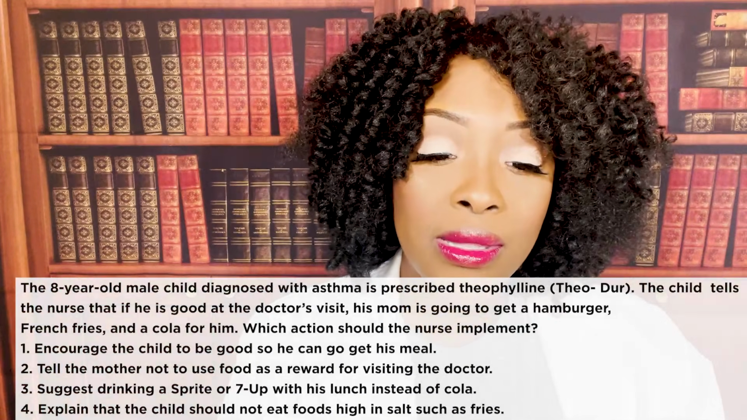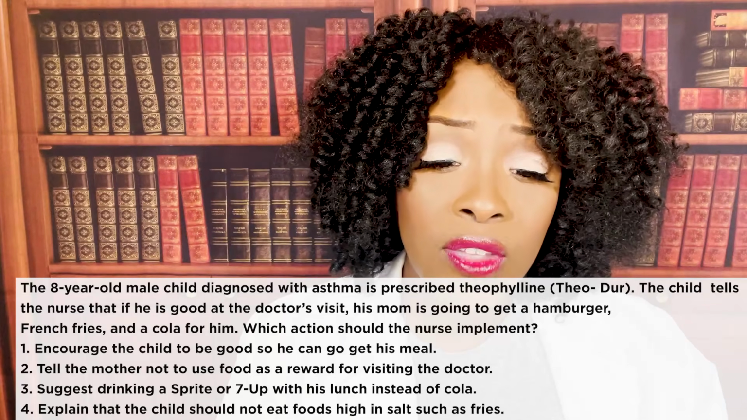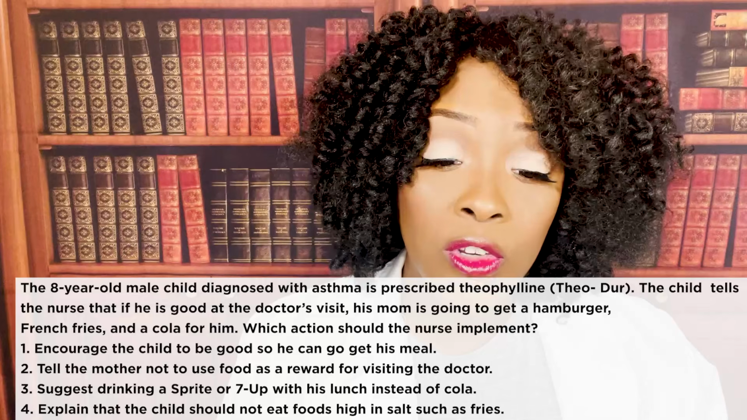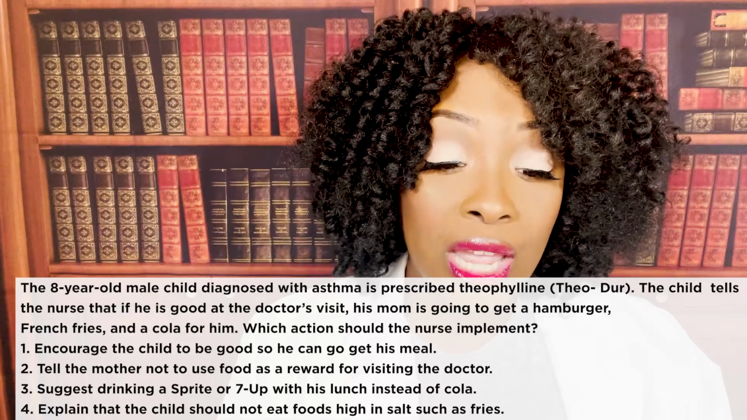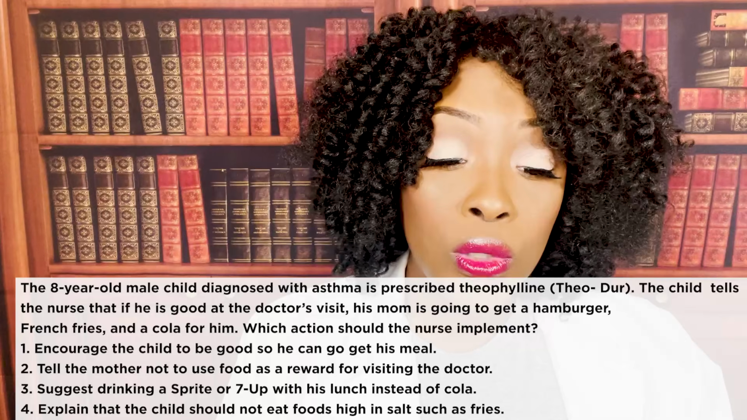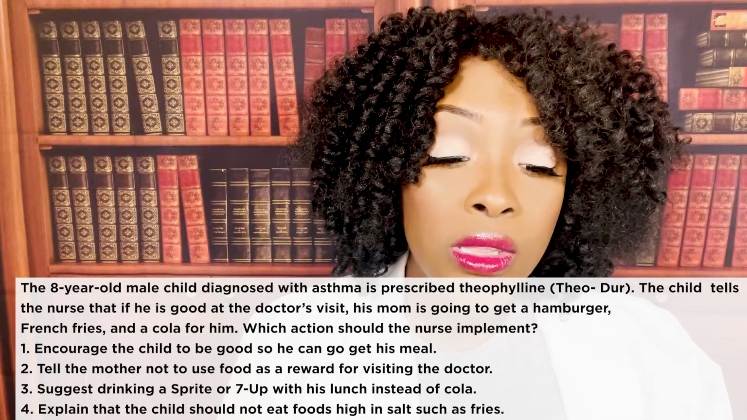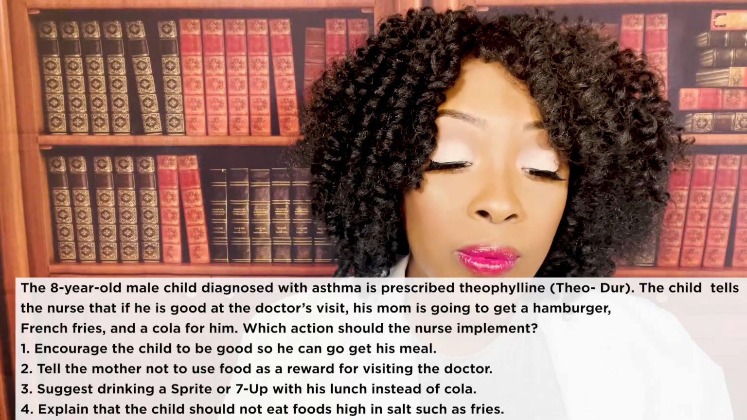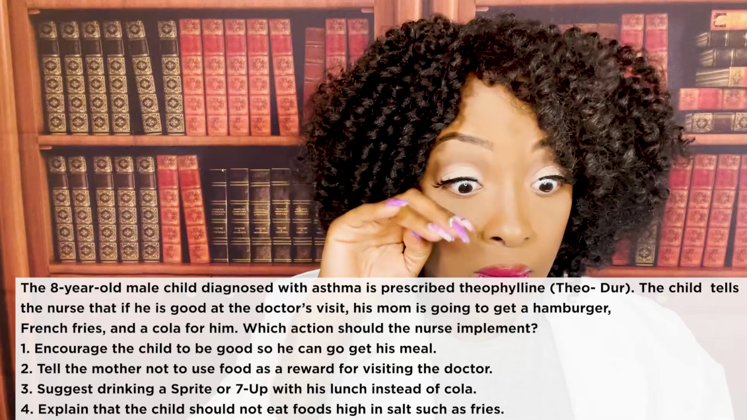The 8-year-old male is diagnosed with asthma and prescribed Theophylline. The child tells the nurse that if he's good at the doctor's office, his mom is going to get him a hamburger, french fries, and cola. Which action should the nurse implement? 1, encourage a child to be good so he can get his meal. 2, tell the mother not to use food as a reward for visiting the doctor. 3, suggest drinking Sprite or 7-Up with his lunch instead of cola. 4, explain that the child should not eat foods high in salt such as fries.